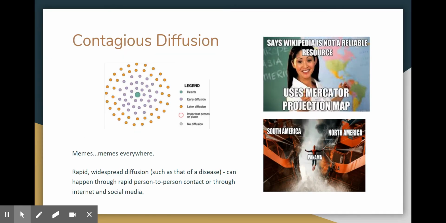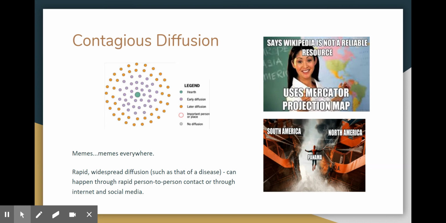So the first type is called contagious diffusion. Okay. And it is a lot of what it sounds like. So contagious diffusion refers to when we see rapid, widespread diffusion kind of outward from a hearth. So it spreads kind of similarly the way that a disease would spread. So you can see that in the diagram we see the hearth in the middle, and then the diffusion kind of outward in most every direction equally.